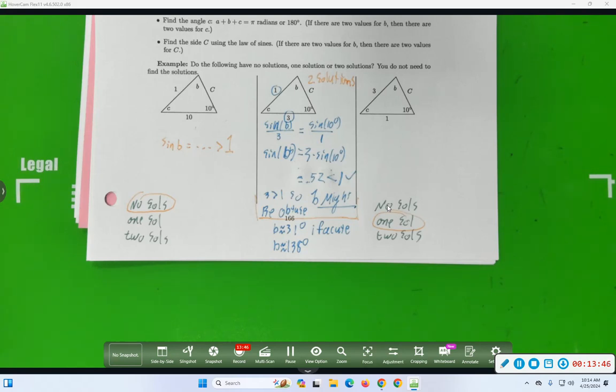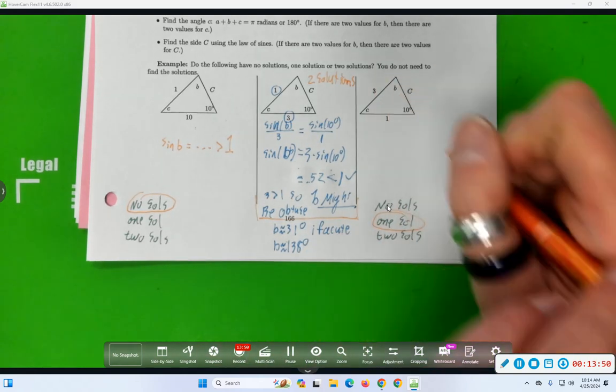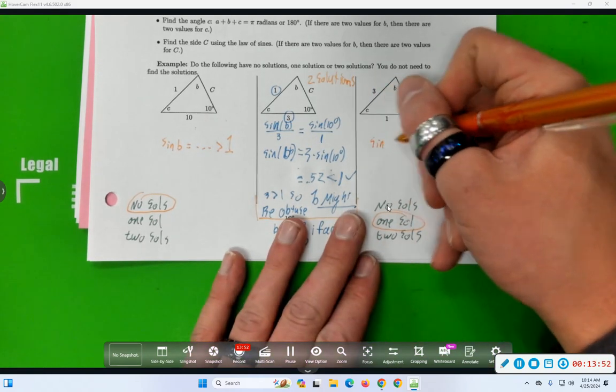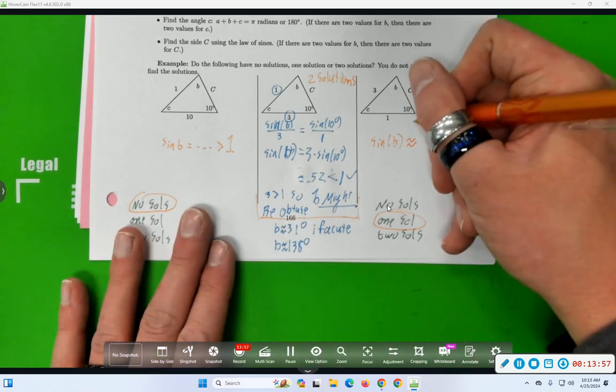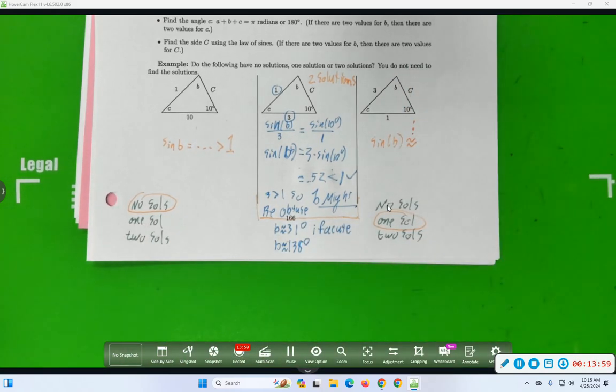So, let's go through the process of what you wound up doing. So step 1 was you solve for the sine of B. And I'm going to put some ellipses there because there's algebra that got skipped. What did you wind up getting for sine of B?